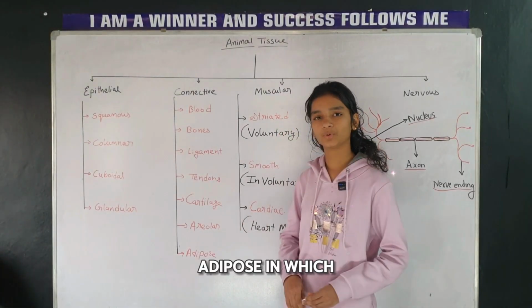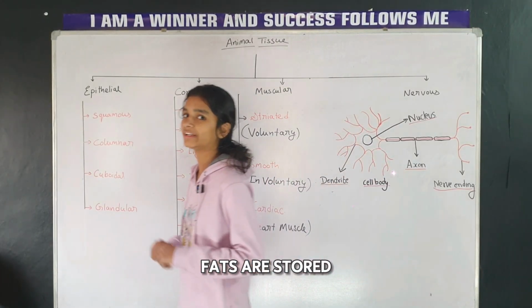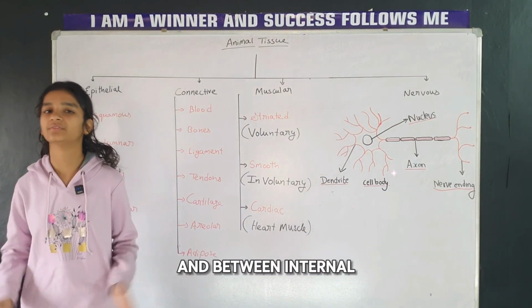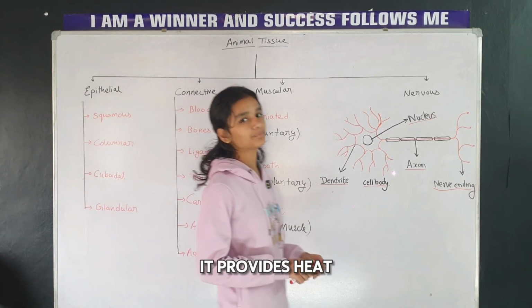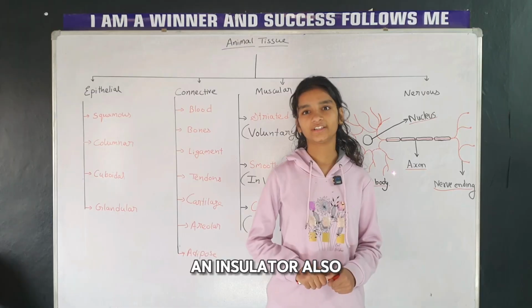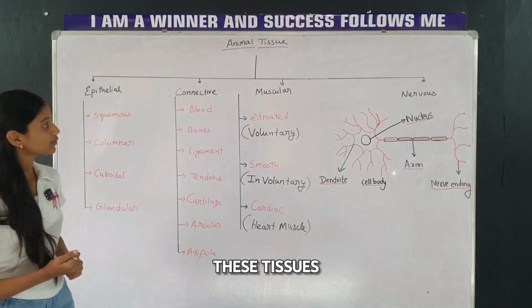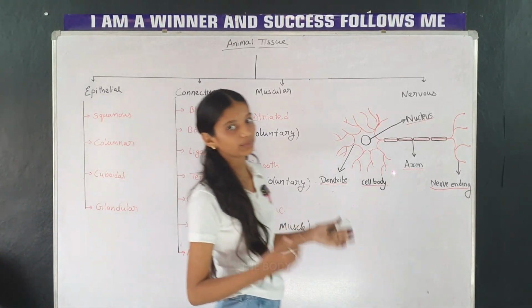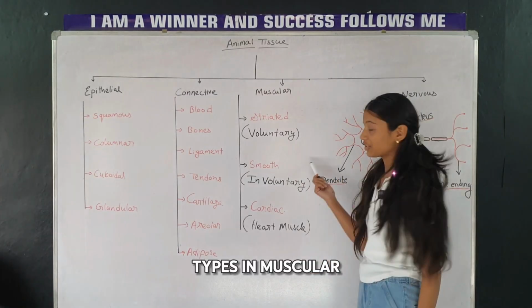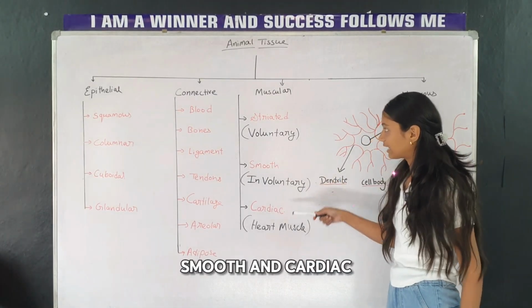The last type is adipose, in which fats are stored. It is found below the skin and between internal organs. It provides heat and acts as an insulator also. Our third type is muscular tissue. These tissues are responsible for the movement of the body. There are three types in muscular tissue: striated, smooth and cardiac.